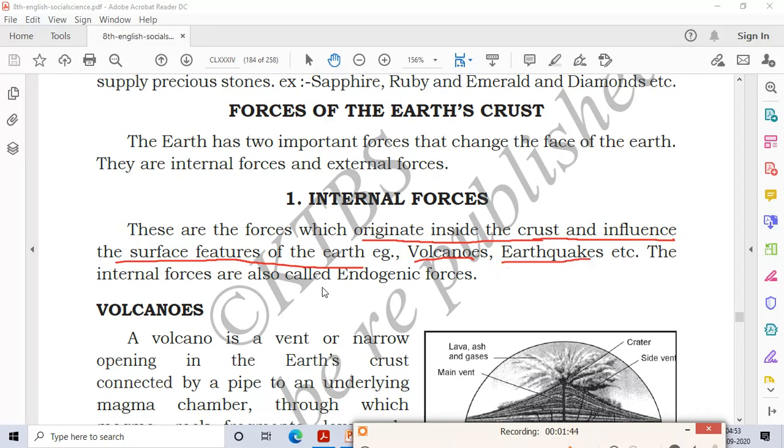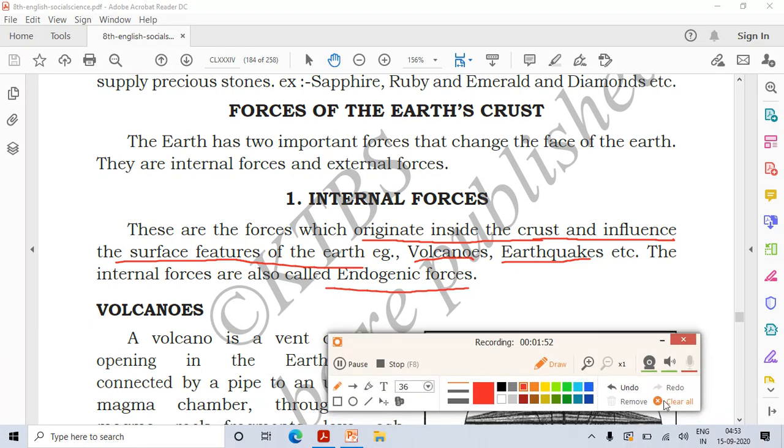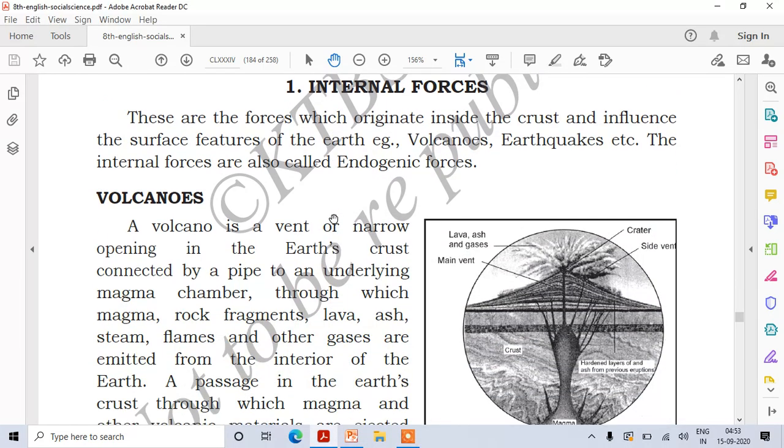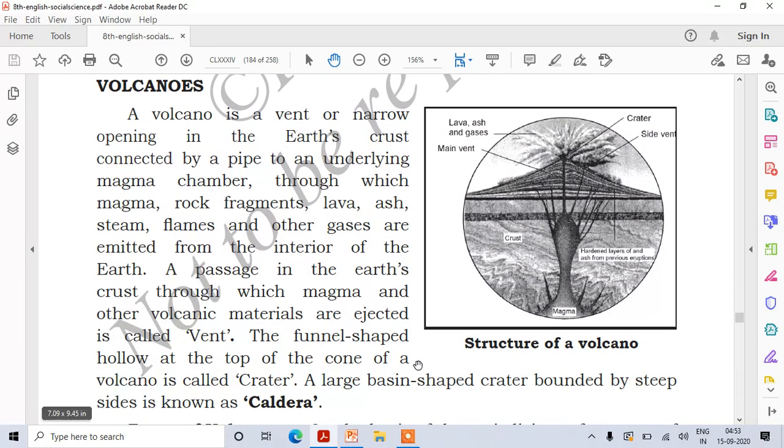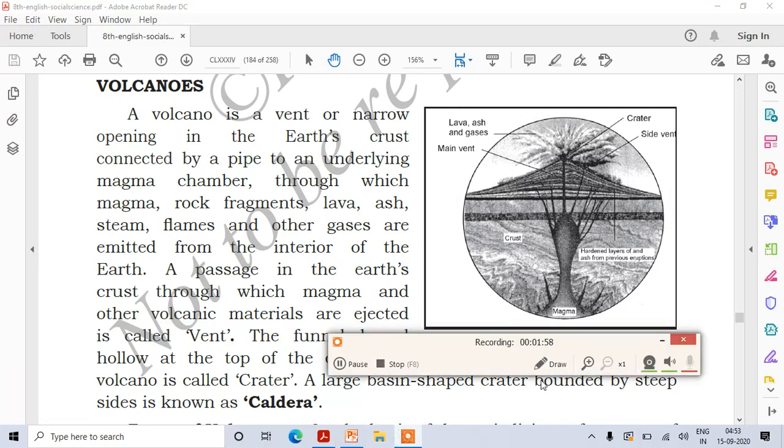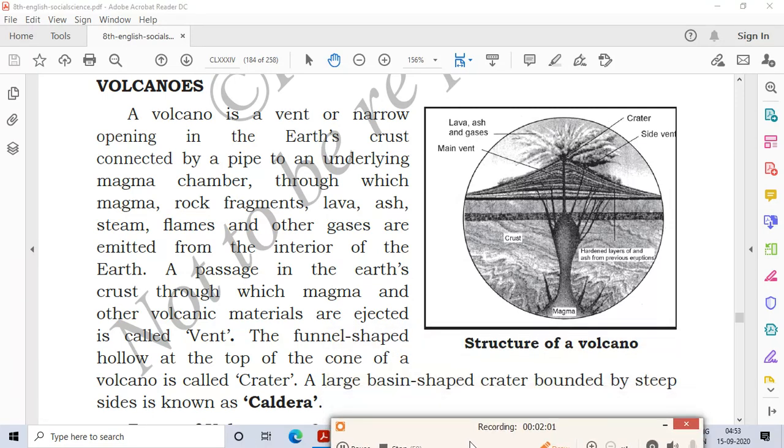The internal forces are also called endogenic forces. Since this force takes place inside the crust of the earth, it is also called endogenic force. Examples: earthquake and volcanoes. Now first we'll start with volcanoes. What are volcanoes? You can look at this diagram of a volcano, the structure of a volcano.